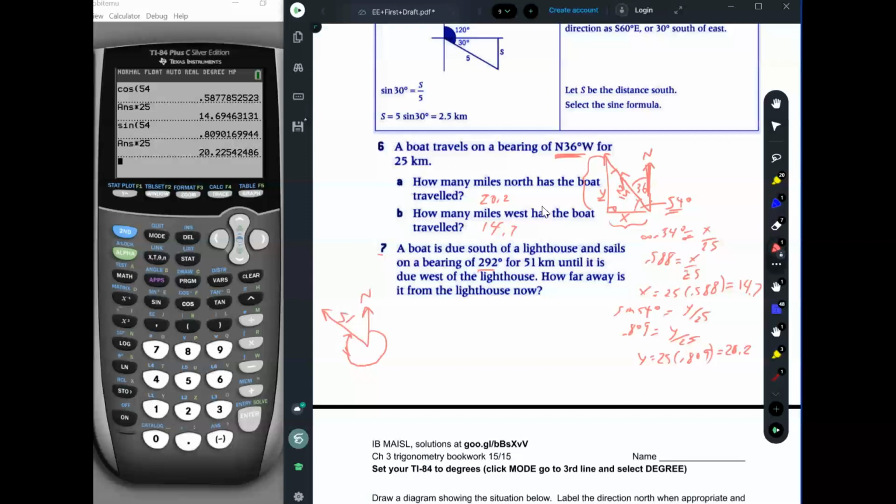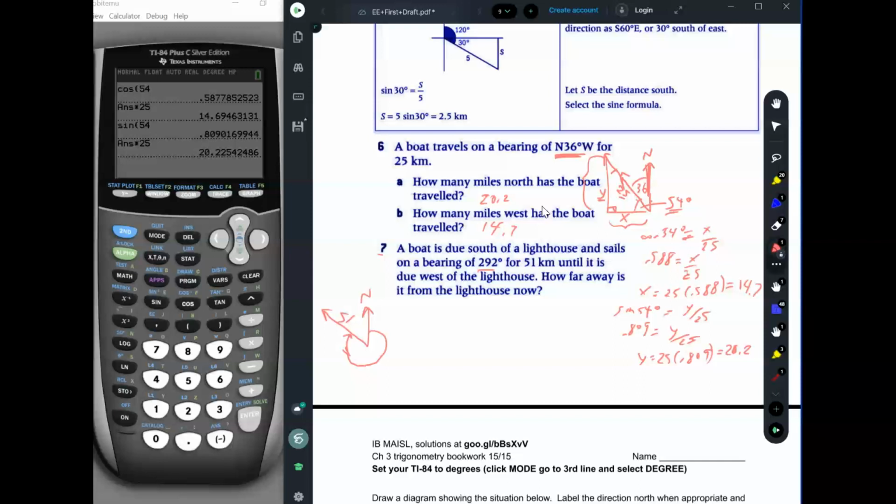A boat is due south of a lighthouse and sails on a bearing for 51 degrees until it is due west of the lighthouse. Oh, are we talking about the same lighthouse as before? No. Okay, I get it. I was a little bit confused there for a second.